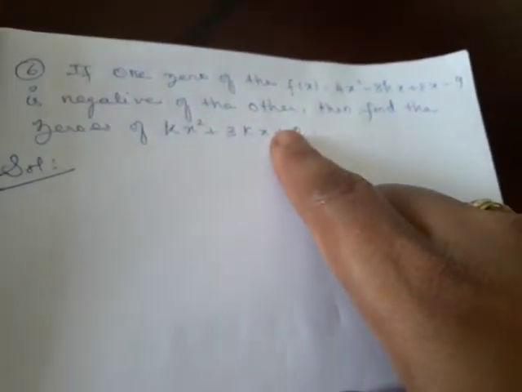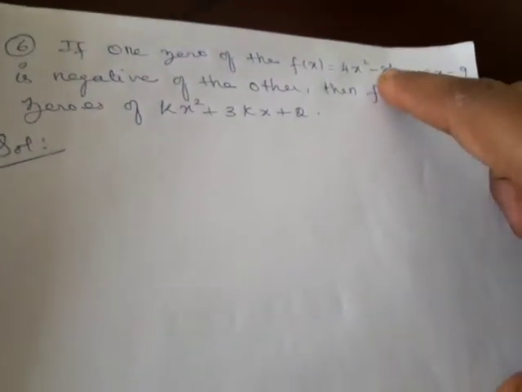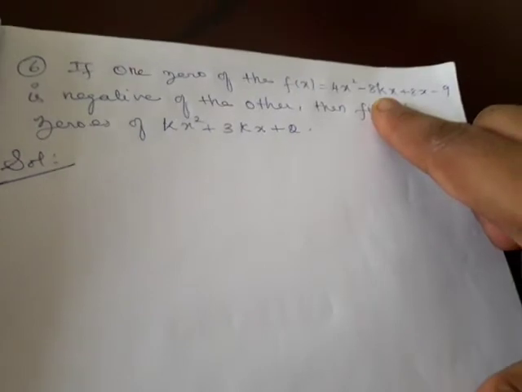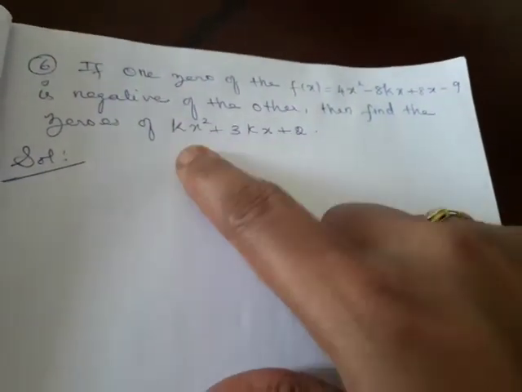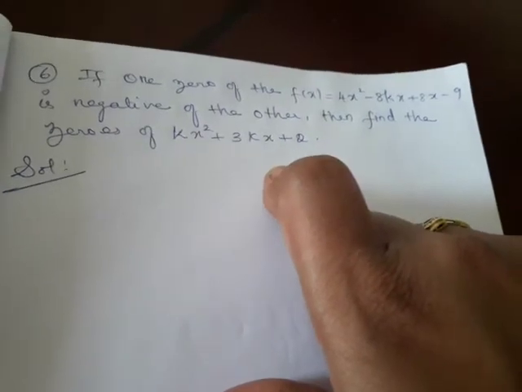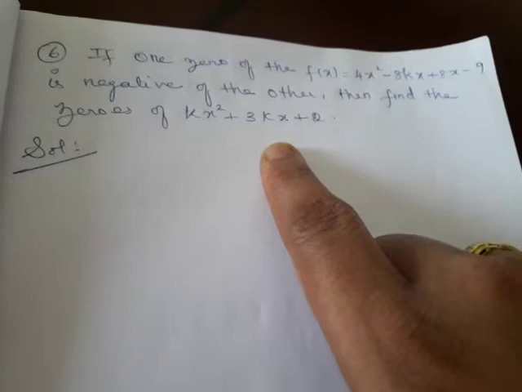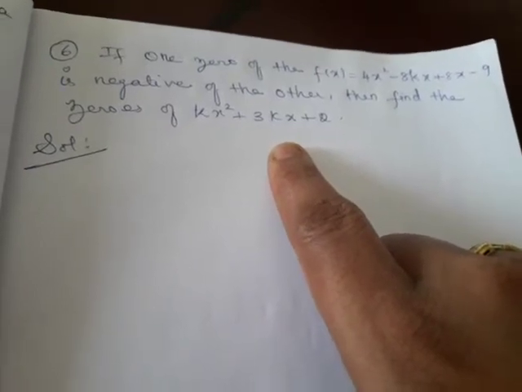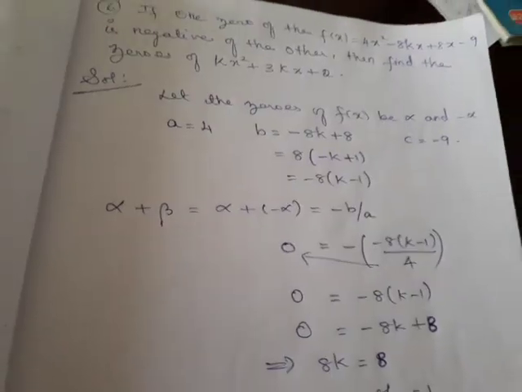Using this relationship, find alpha plus beta and alpha beta, and try to find the value of k. Then substitute the value of k in this polynomial so that we get a quadratic polynomial. How to find the zeros of the quadratic polynomial? By splitting the middle term, we can get the zeros. That's it, right? Now let us see how we can solve this problem.